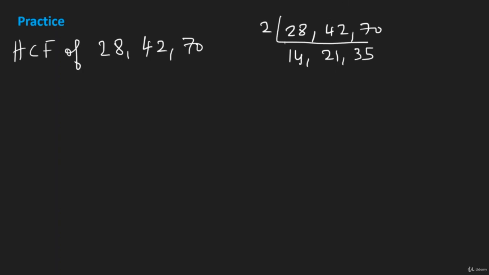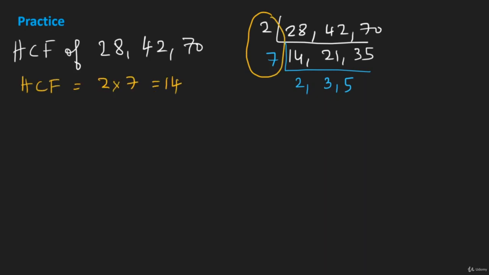Now, from 14, 21 and 35, is there any common factor that I can take out? Yes, I can take out 7, right? If I take out 7, I'm left with 2, 3 and 5. Now, from 2, 3, 5, is there anything that I can take out, any common factor? No, except for 1, there's no other common factor among 2, 3 and 5. Therefore, my HCF is 2 into 7, which is 14.